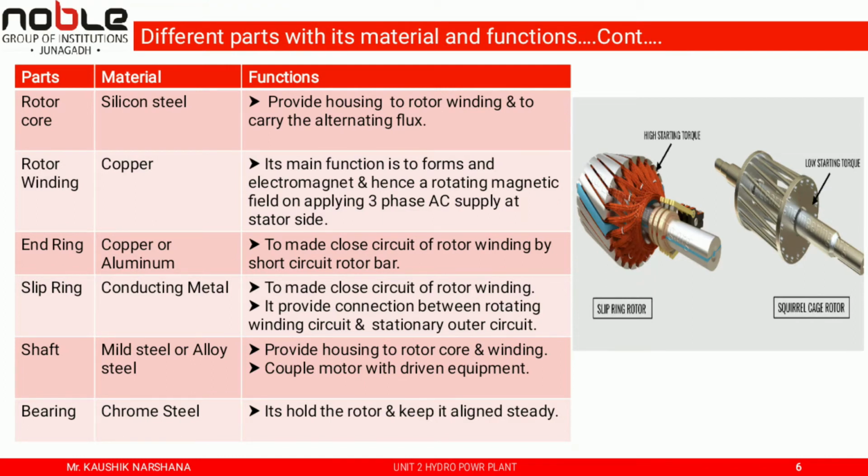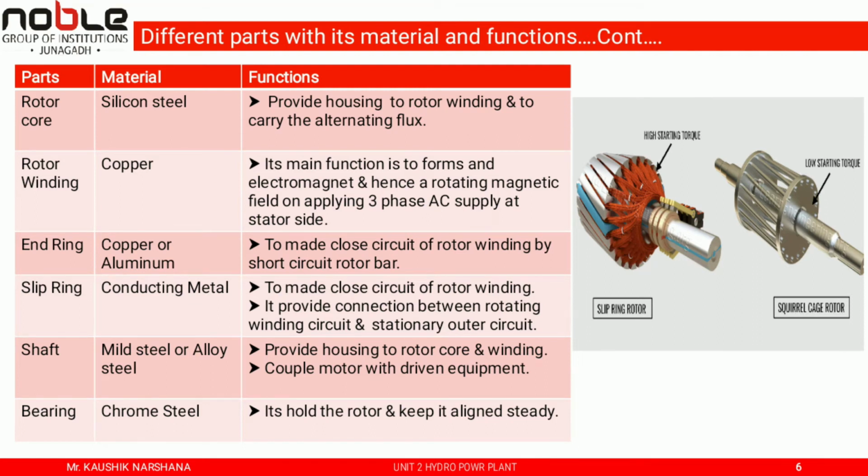Winding is made up from copper. The next one, rotor winding is made up from copper, and its main function is to form an electromagnet and hence a rotating magnetic field on applying three-phase supply at stator side. Okay, it also develops a magnetic field. Stator has its own magnetic field. Rotor also develops its own magnetic field.